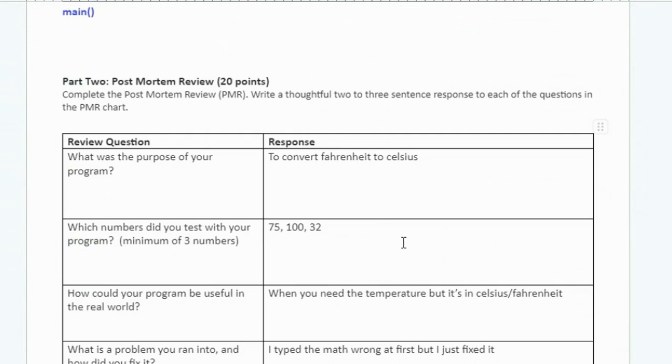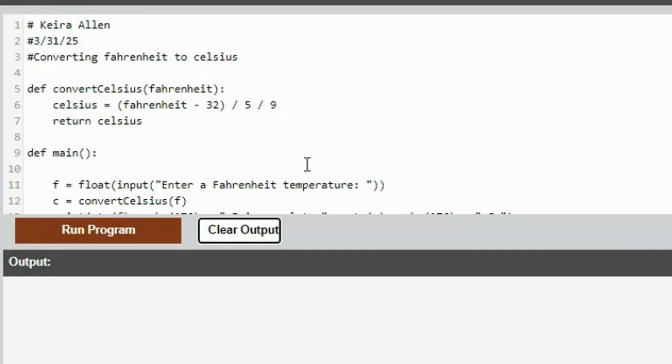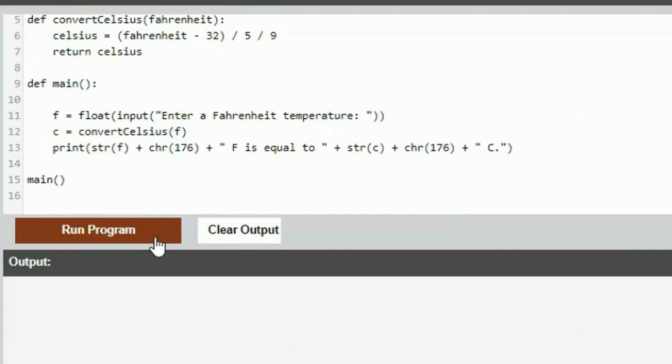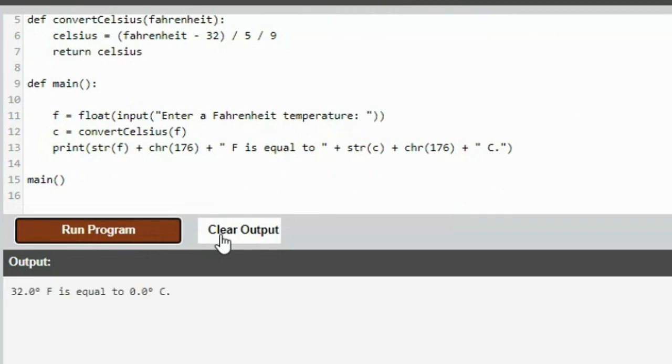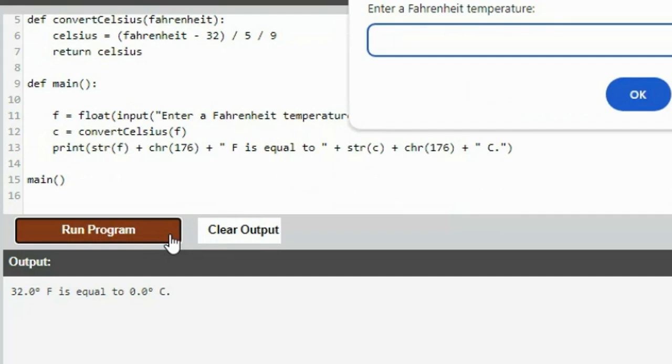And I will tell you one thing: your program doesn't work. Let's take a look at it. Okay, so here is your program. I've got it pasted in here. Let's run it. You said you tested 32. Great, because we know 32 is equal to 0, right? 32 degrees is equal to 0. Probably another good number to test would be 212, right?